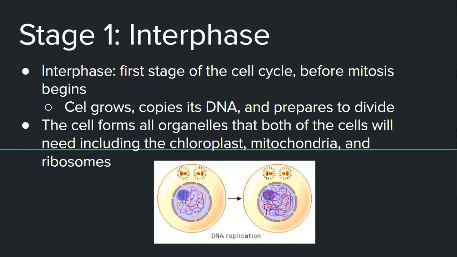Early in interphase, the cell grows into its full size and produces the organelles that both daughter cells will need. For example, plant cells make more chloroplasts. All kinds of cells make ribosomes and mitochondria. Cells also make more enzymes, substances that speed up chemical reactions in living things.